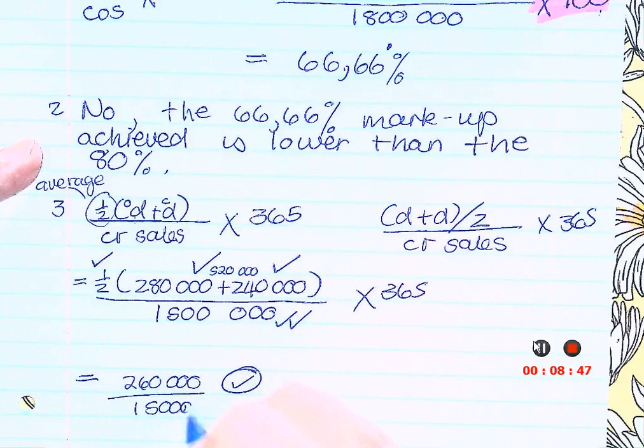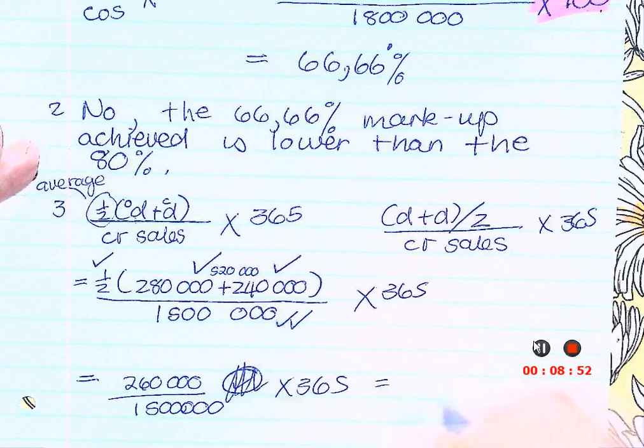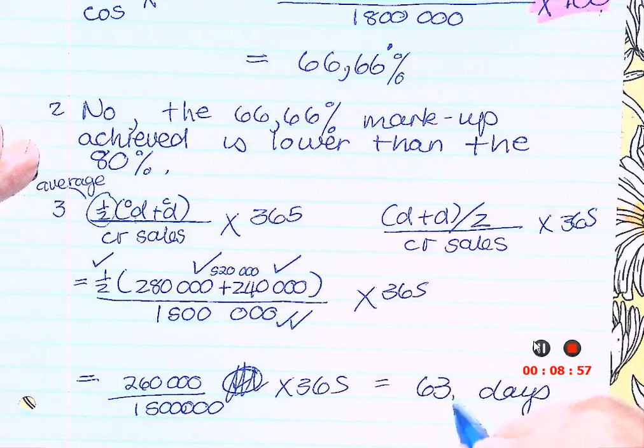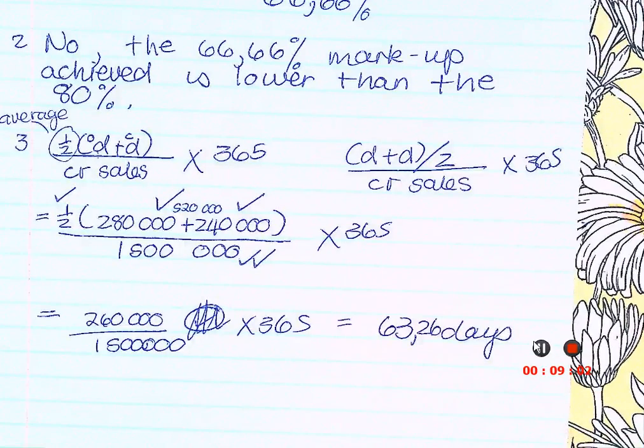365 gives me how many days? 63 days. So it's going to stay 63 or 64 days. They'll take both as right. So can you see? The debtors take more than 2 months to pay. Is that our credit terms? What was our credit term? 1 month. 32 days. So they are taking a month longer.